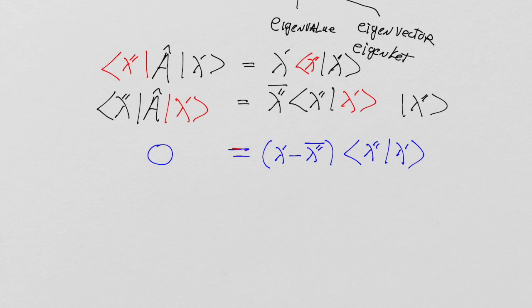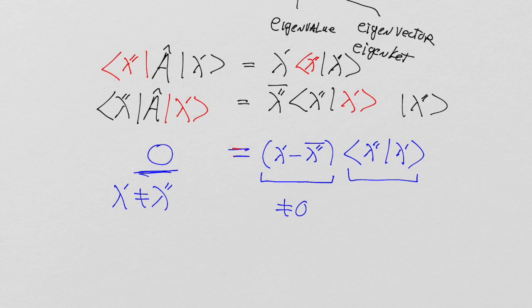First of all, if we take the further assumption that lambda prime does not equal lambda double prime, we don't know anything about the inner product of two different lambdas. But we do know something about this factor: if lambda prime does not equal lambda double prime, it is not equal to 0. But notice the left-hand side is 0.